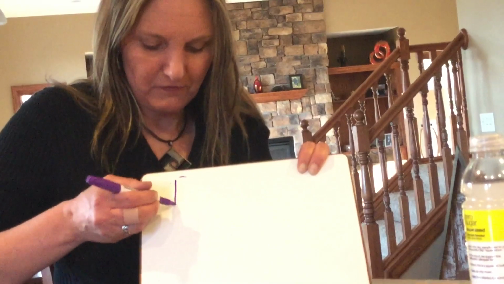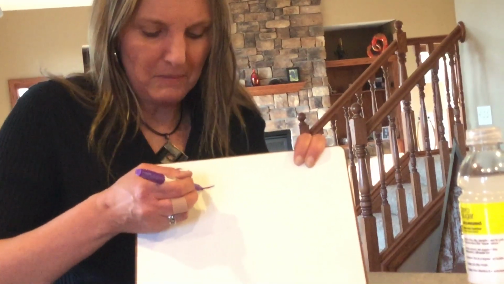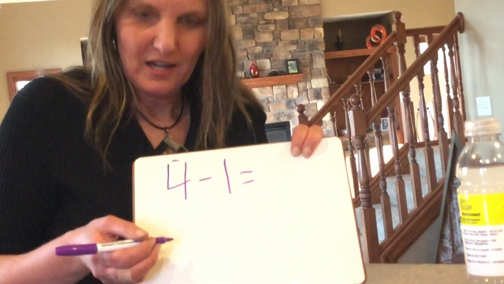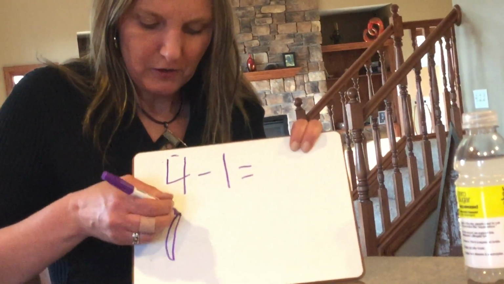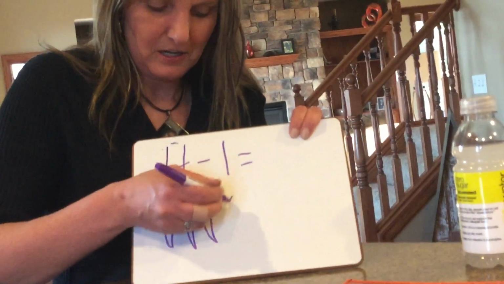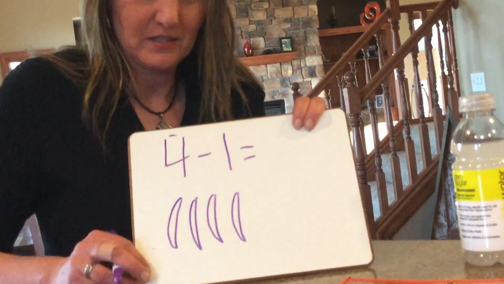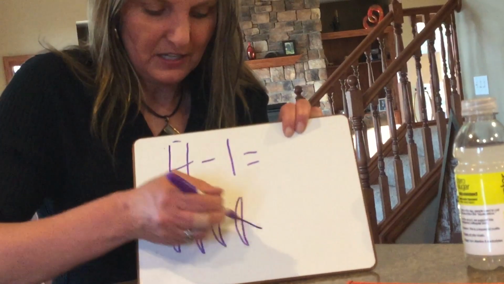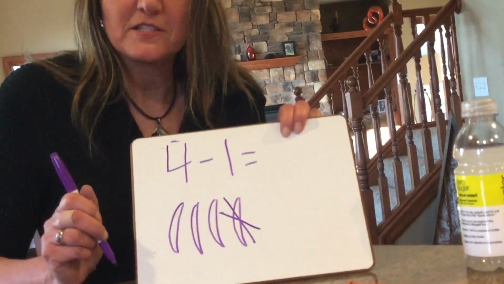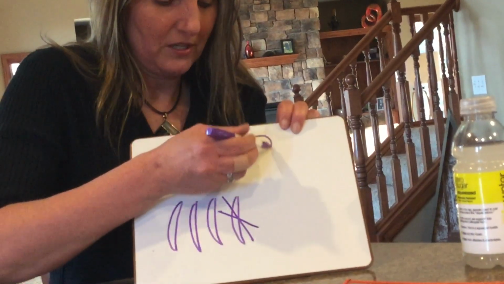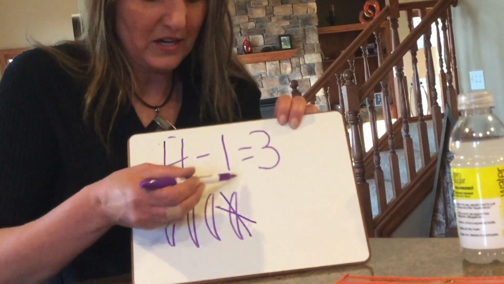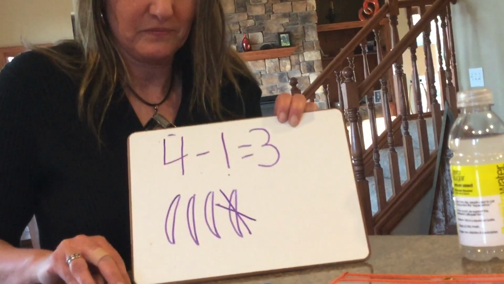The next one is 4 minus 1. There's my equal sign. I saw 4 bananas on a tree. Somebody came by and took 1 away. How many are left? 4 minus 1 equals 3.